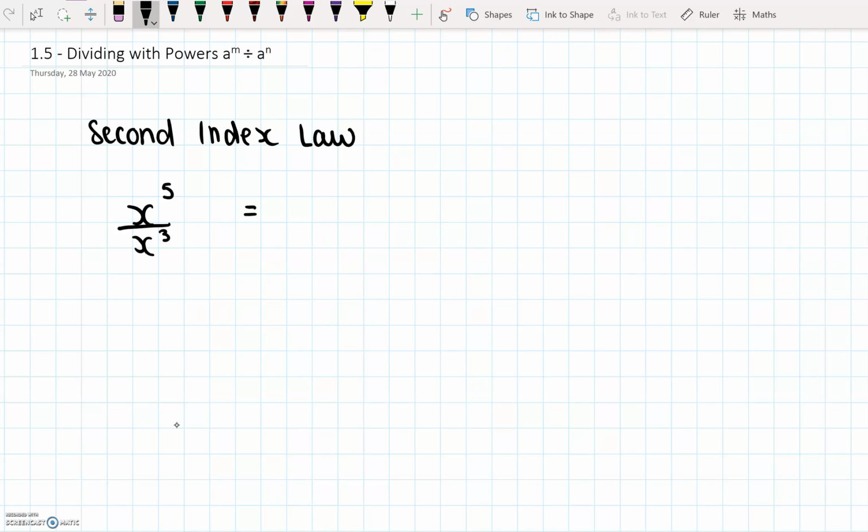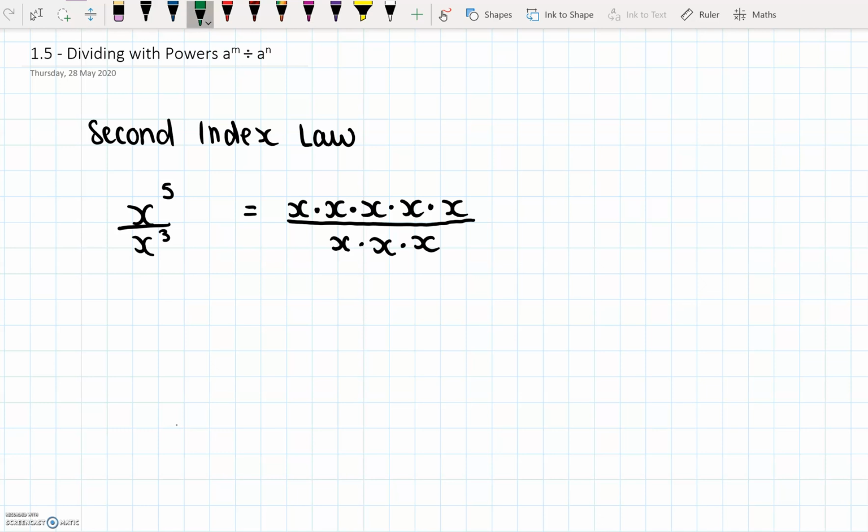X to the power of 5 means that we have x multiplied by itself 5 times. So that's 3, 4, 5. Okay. And x cubed, or x to the power of 3, is x multiplied by itself 3 times.